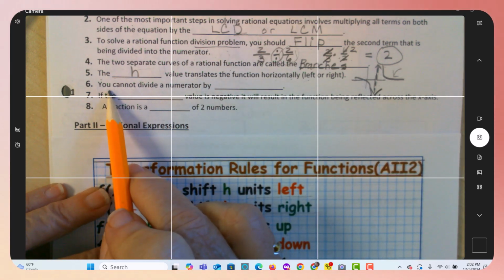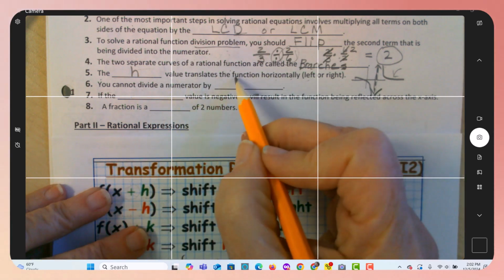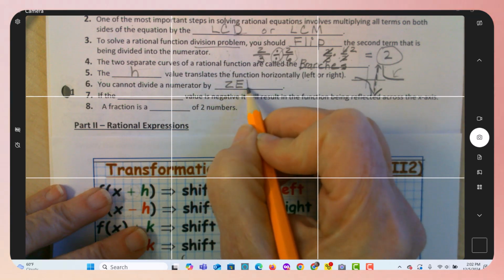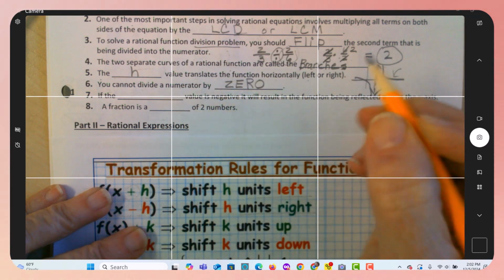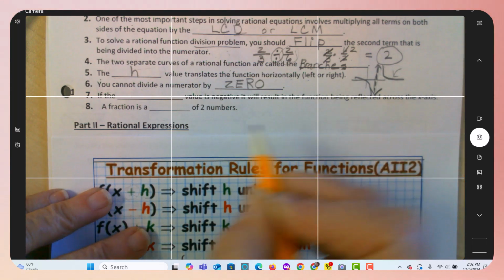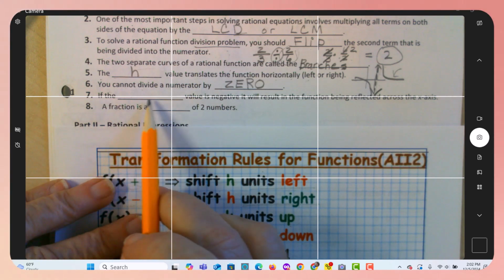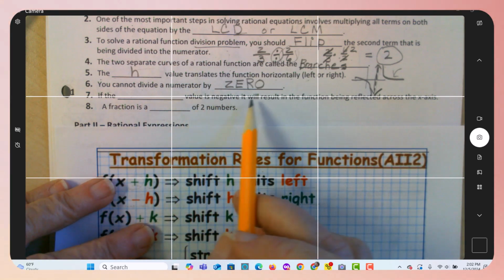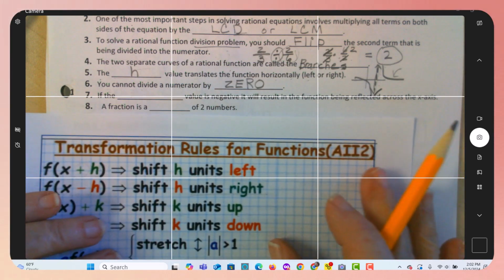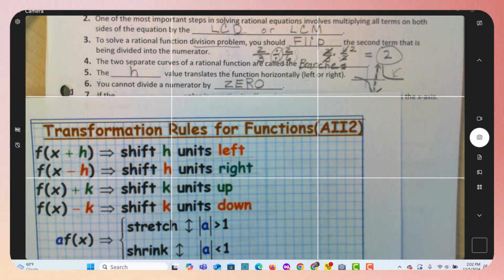Okay, number 6, you cannot divide a numerator, that's the top of the fraction, by 0. That's division by 0. That's going to be undefined, and that's going to give us asymptotes that our graph approaches but never touches. Number 7, if the blank value is negative, it will result in the function being reflected across the x-axis. So I wrote this on the board, and I'm going to write it here in your notes if you want to copy it down.